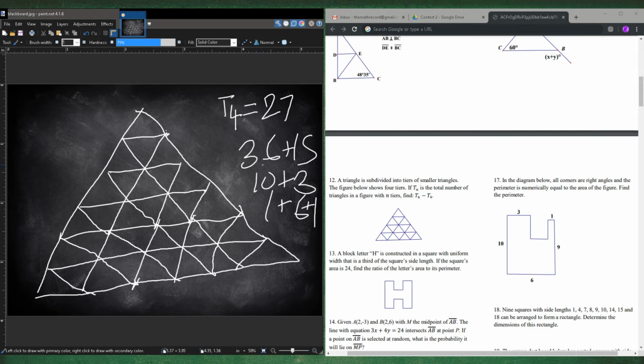So we have 36 plus 15 plus 10 plus 3 plus 1 plus 6 plus 1. So that makes 9, that's 10, that's 20, and that's 35. So that makes 60, 70, 71, 72. So you get 72 right here as the total amount of figures in n tiers.